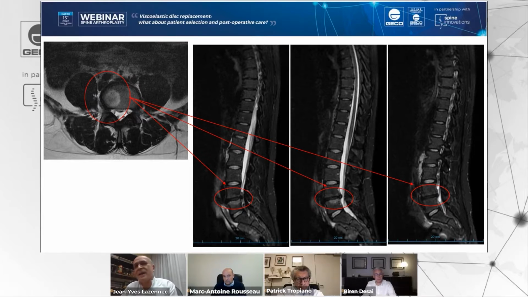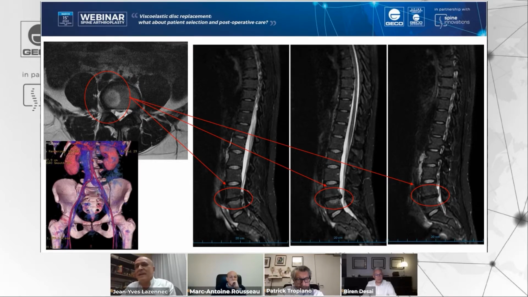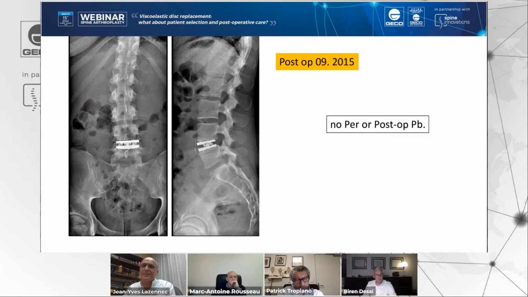Another detail, you see that the Modic change is very particular. It is on the right side. Remember, she has a slight inclination of the spine. And so when you go from the left to the right, you don't see the Modic sign on the left side of the vertebra on those sagittal images. I systematically do an angiogram, and you see she is classical, no specific complication to be expected.